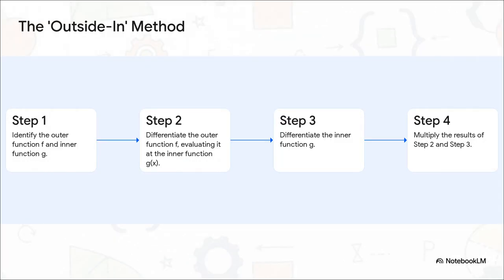So this all gives us a really practical workflow that you can call the outside-in method. It's a simple, repeatable 4-step process. First, you identify your outer and inner functions, then differentiate the outside part while keeping the inside part untouched. Step 3, differentiate the inside part. And finally, just multiply those two results together. That is the chain rule in a nutshell.